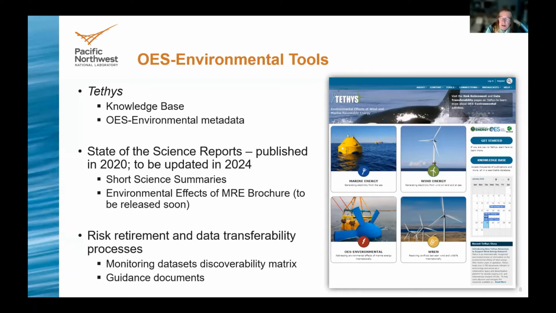There is a shorter executive summary. There are also a series of what we call short science summaries, which are 2-page synopses of many of the stressors, individual stressors or other topics, including such things as environmental monitoring gear and instrumentation, because a lot of that is really quite different than what we've been using for, say, other oceanographic processes. And finally, we're about to release an environmental effects of marine renewable energy brochure, which is about a 12 or 16 page brochure.